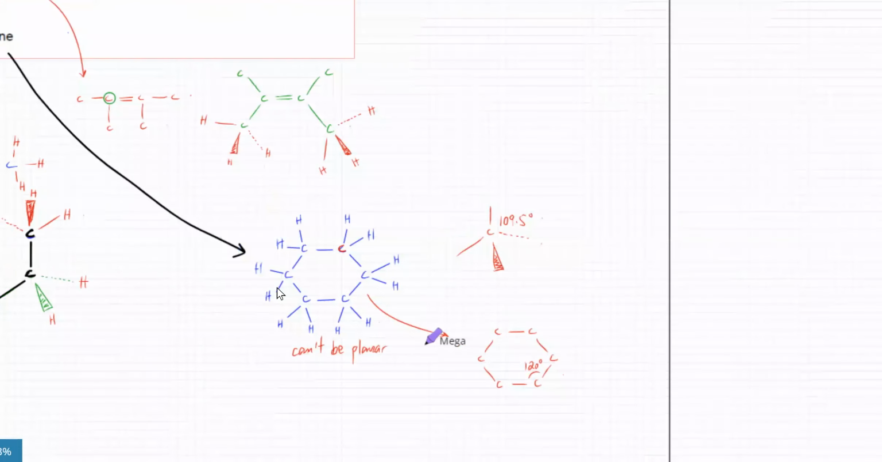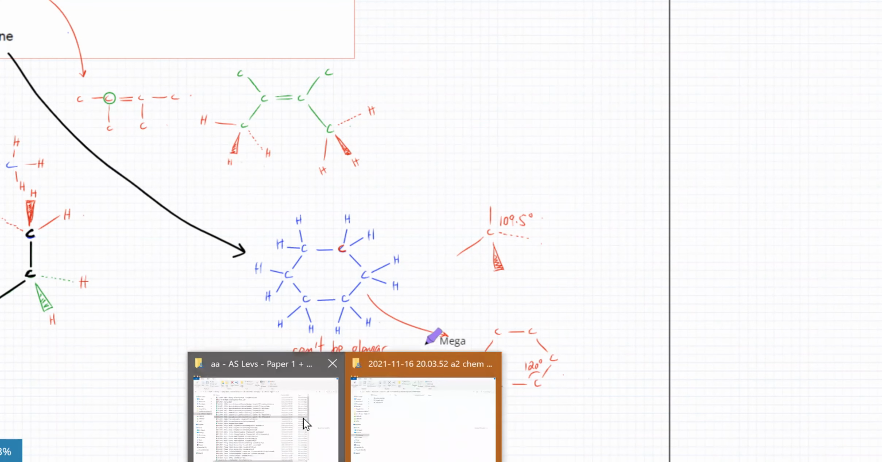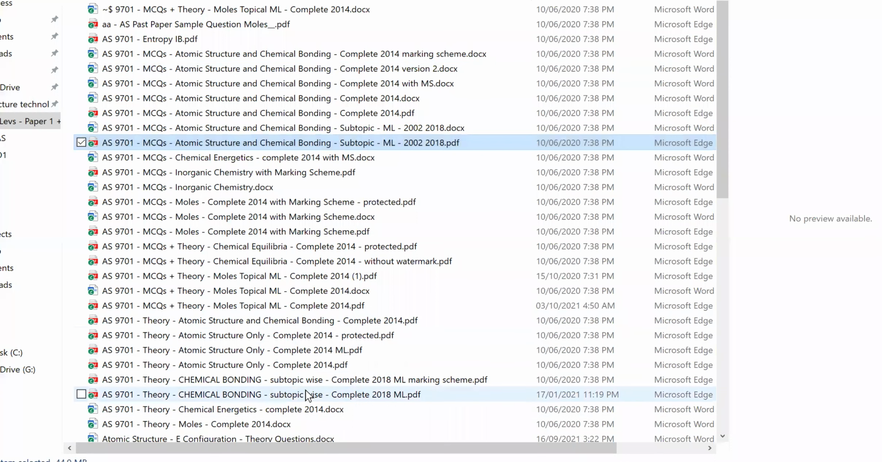Remember this point. This one was a difficult question. Most of the other questions are going to be very straightforward, because in this one you had to be very, very specific. We can look at the other questions very quickly. Let's do some theory questions as well.